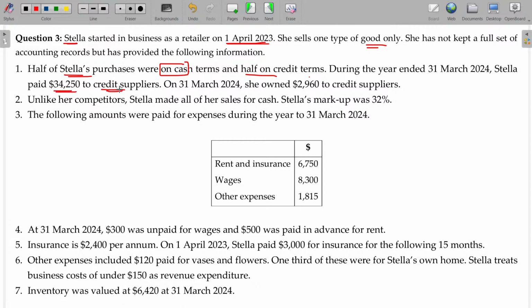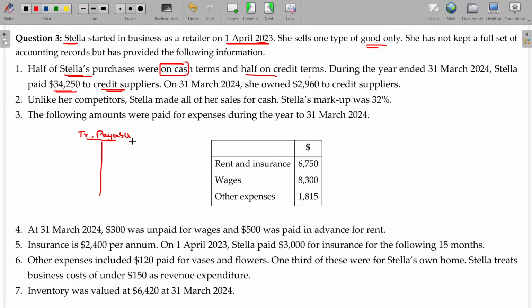So here purchase is missing. If purchase is missing, then you can find out the purchases easily by preparing the supplier's account or creditor's account. So I may prepare the creditor's account here. Trade payables account. It's only a working note.